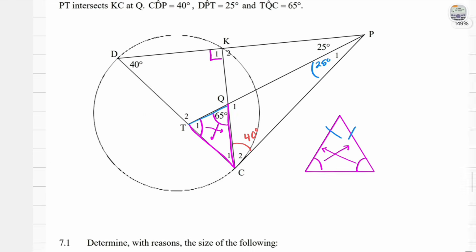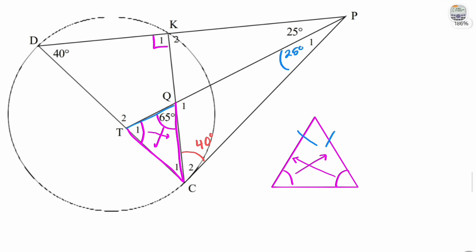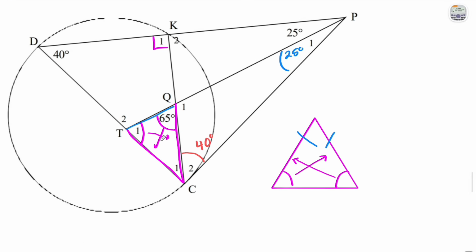Find angle T1. And how do we find that? We can find angle T1 using this larger triangle. Look at this triangle over here. If you use that triangle, we can find it.